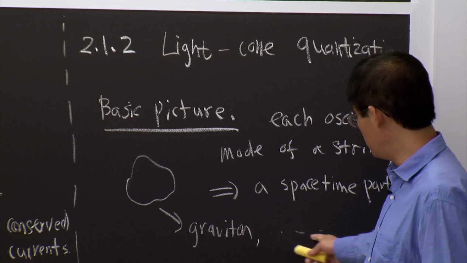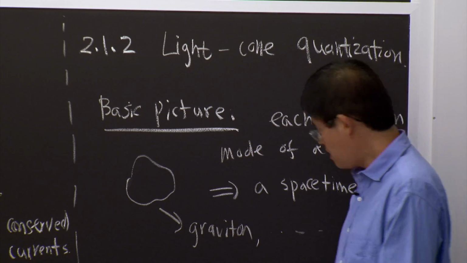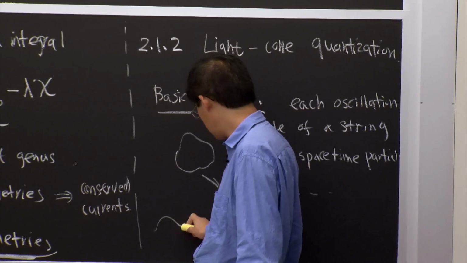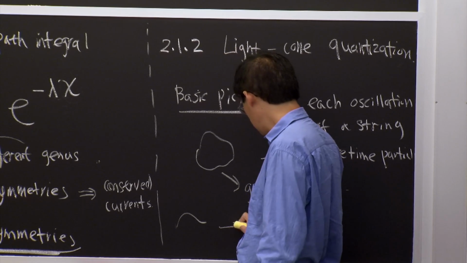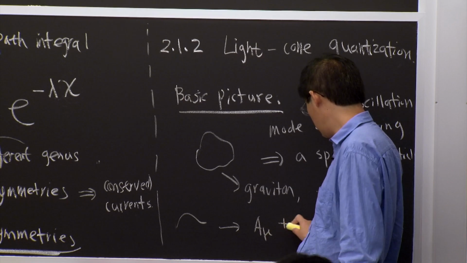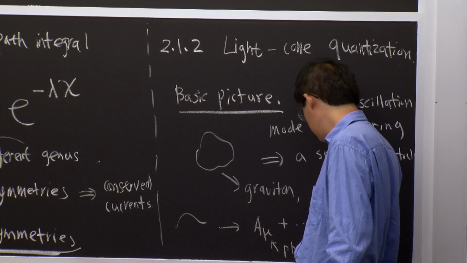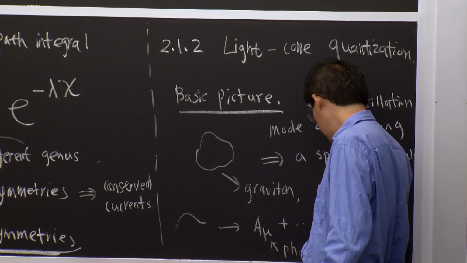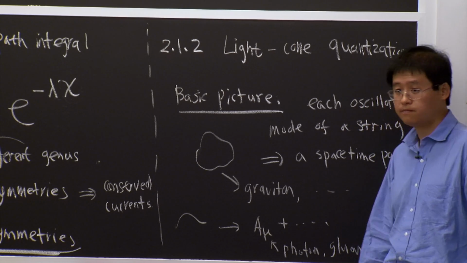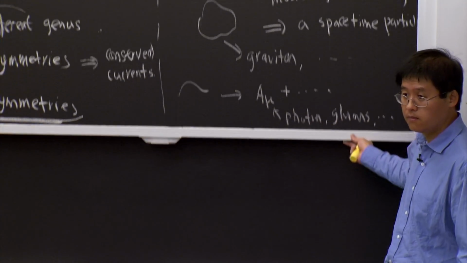Actually, you have an infinite number of particles from a string, because there is an infinite number of vibration modes of a string. And if you have an open string, the string which does not close, then you find a gauge field arises in one of the vibration modes. This can be either a photon or a gluon, etc. This is the thing we would like to show.